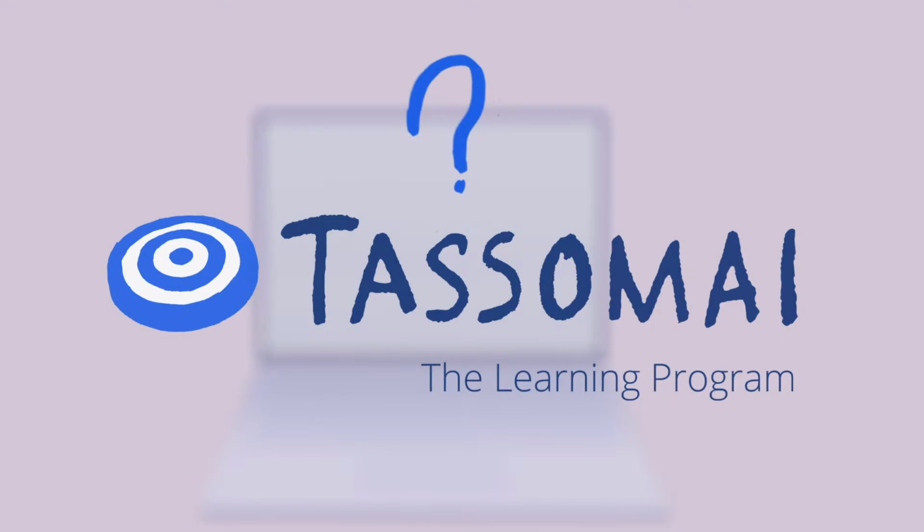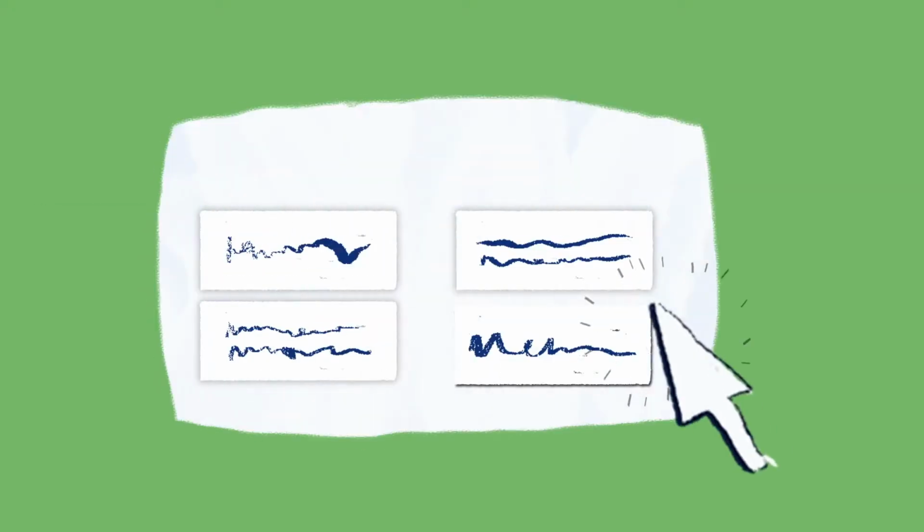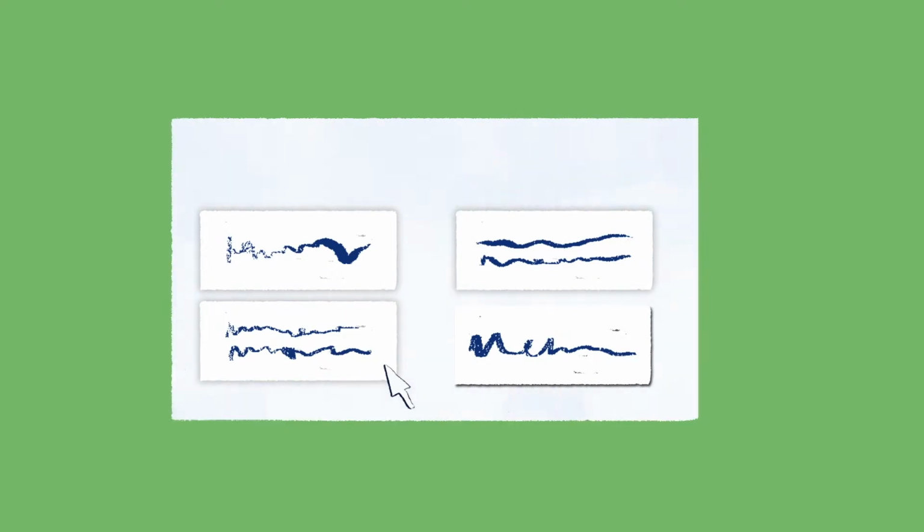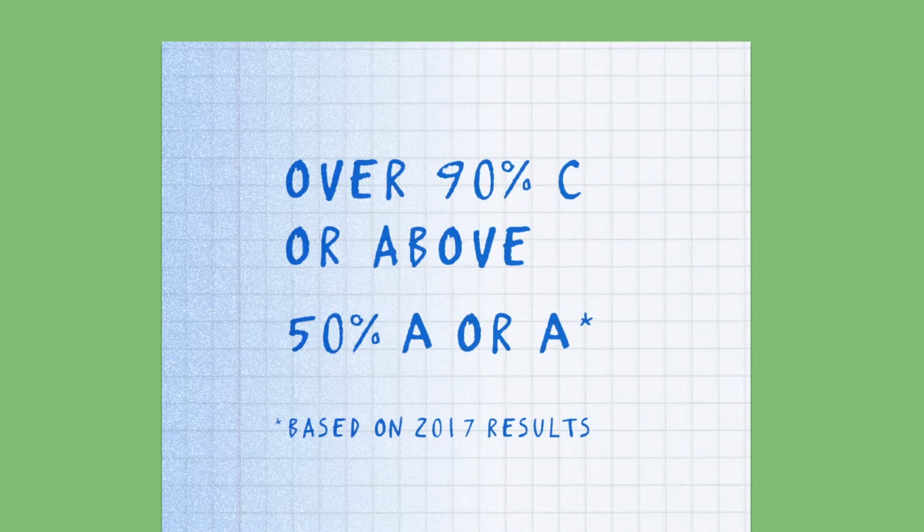Tassomai is an online learning and revision programme for GCSE Science that is proven to improve grades. Tassomai formulates and sets quizzes for students and adapts using an intelligent algorithm to maximise engagement and improvement. Over 90% of students that completed the course in 2017 achieved a C grade or above, with over 50% gaining an A or A star.